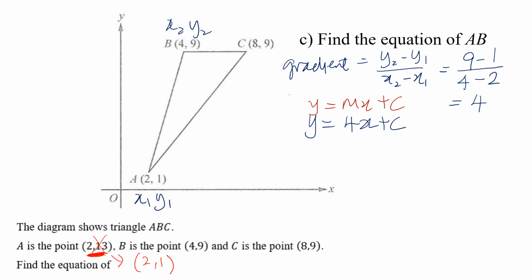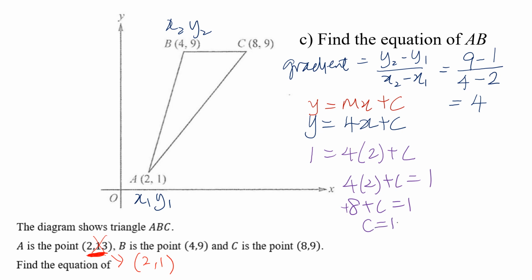Then you can use point A or point B. As usual, I'm going to use point A. So the y coordinate is 1 and the x coordinate is 2. That will give me 4 bracket 2 plus c. The seesaw thing again: 8 plus c equals 1. Positive 8, the opposite of plus is negative, so minus 8 on both sides. So 1 minus 8. Coming to the therefore part, I always like the therefore. Therefore, y equals 4x minus 7. So that's the answer. That concludes the revision package for your WA1. Please do your best.